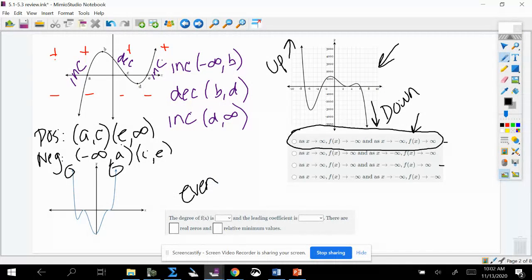My leading coefficient, so if it's up in both directions, it's going to have a positive leading coefficient. If it's down in both directions, it's going to be negative. If it's odd, you're going to have to check and see which side's up and which side's down. Or you could just graph something, try x to the third in your calculator, try negative x to the third in your calculator. Real zeros means how many times does it cross or touch the x-axis? So 1, 2, 3 times. So it has 3 zeros.